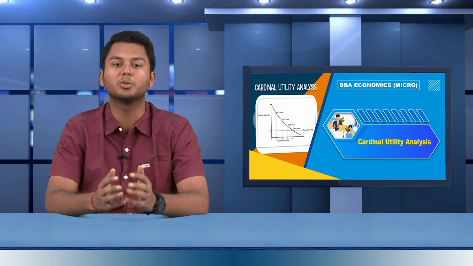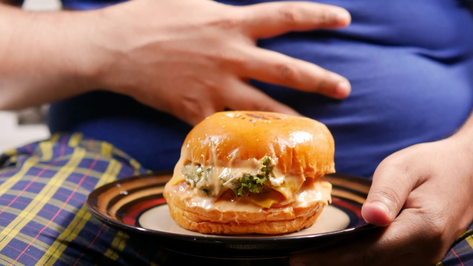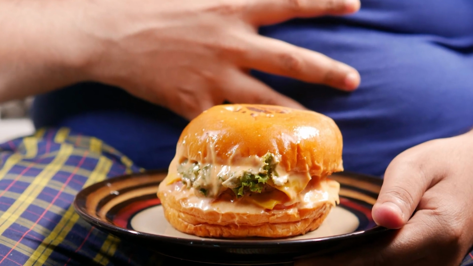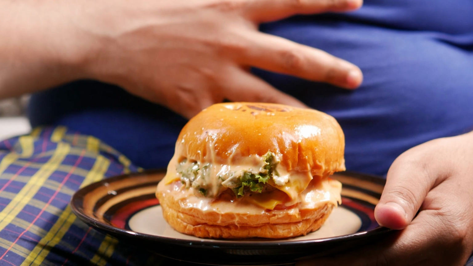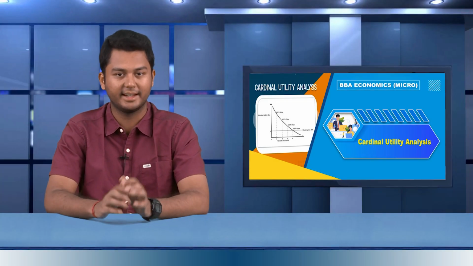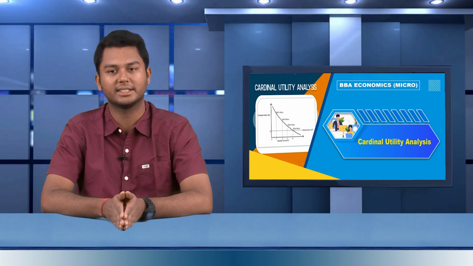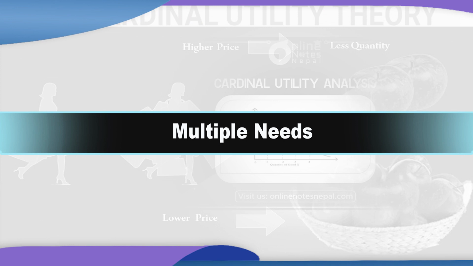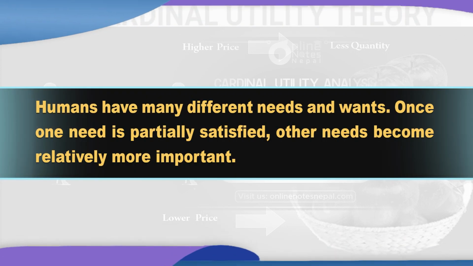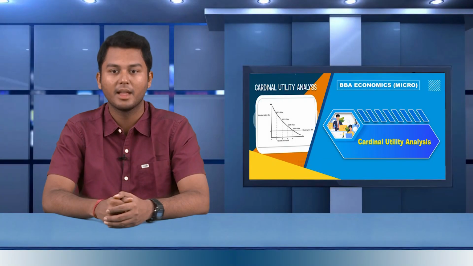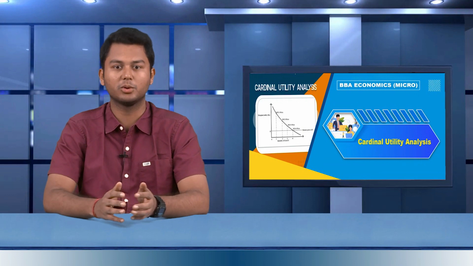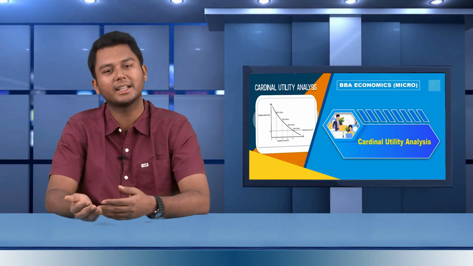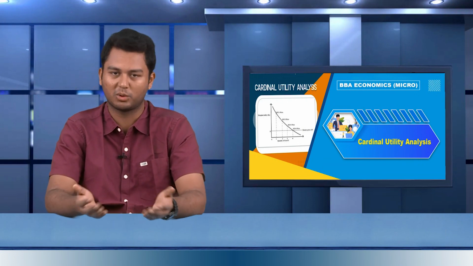Our bodies can only consume so much. After eating a large meal, additional food might even cause discomfort rather than pleasure. This physical constraint naturally leads to diminishing satisfaction from additional consumption. Then we have multiple needs. Humans have different needs and wants. Once one need is partially satisfied, other needs become relatively more important. After buying enough clothes, you might prefer to spend money on entertainment or education rather than more clothes.